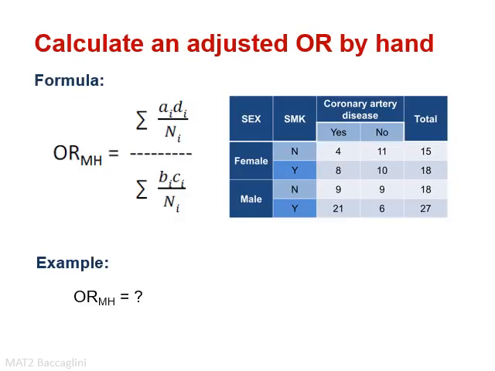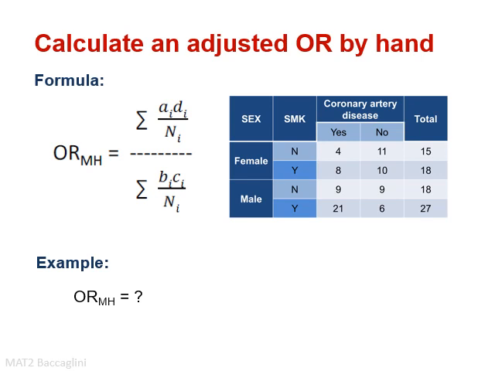So how do we calculate an adjusted odds ratio by hand? So we have a table here with different strata. In this case, we have two strata, female and male. So this I is representing the stratum. It could be the first stratum is female, the second stratum is male. A, B, C, D are the cells. Now keep in mind, always take a look at the orientation of the table.